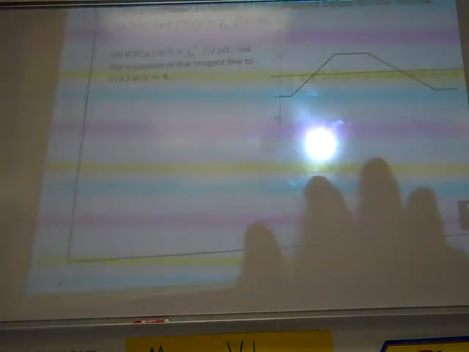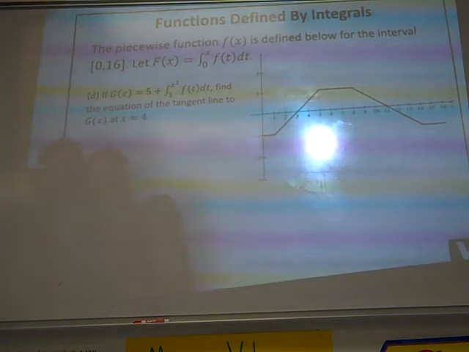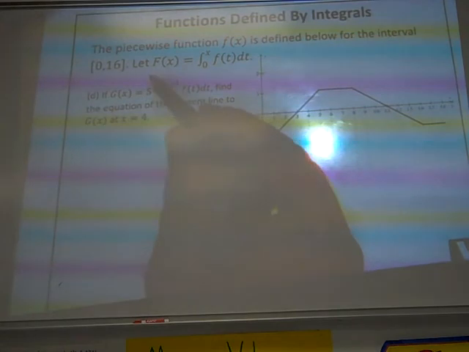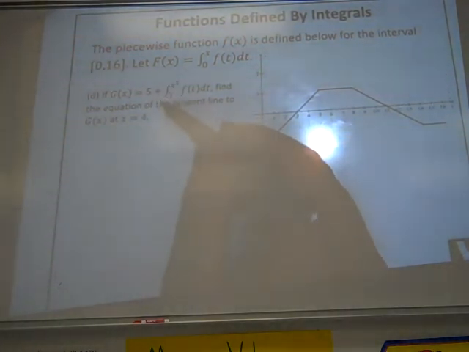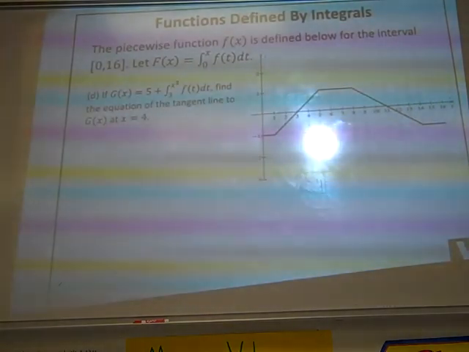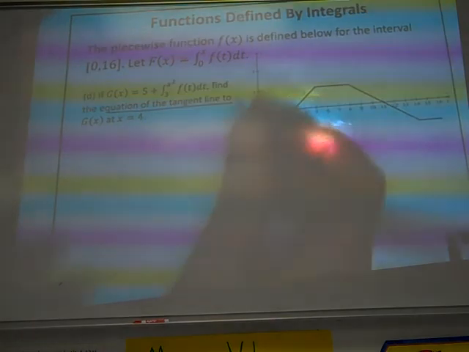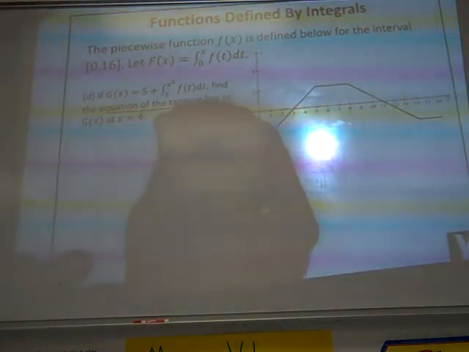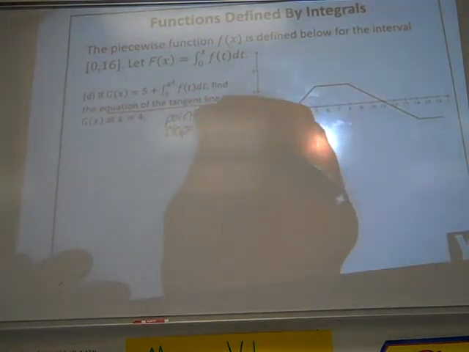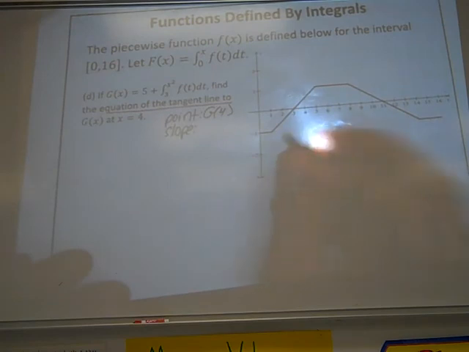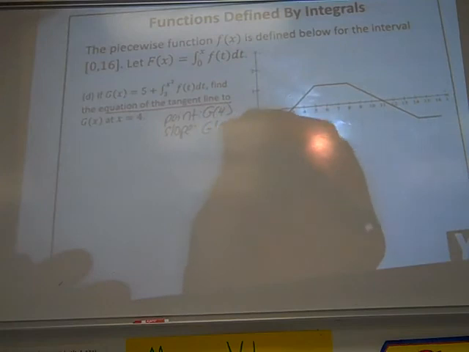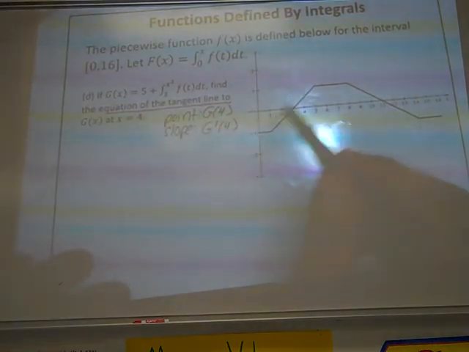Okay, last part. Same graph, new function. We're told big G is 5 plus the definite integral from 3 to x squared of f of t dt. We want to find the equation of the tangent line at x equals 4. Equation of the tangent line, that's pretty typical. That means I need a point and a slope. The point comes from finding big G of 4, big G being this new function. The slope comes from taking the derivative of G and evaluating it at 4.